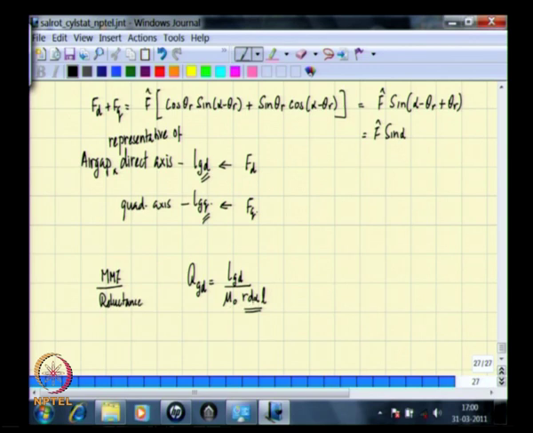LGD by mu naught into that area gives you the reluctance offered by a small portion of air gap having this area. Similarly, you would have RGQ, which is then given by LGQ divided by mu naught into R L d alpha. Note that the difference between RGD and RGQ arises due to the air gap only. Otherwise, the rotors are of the same dimension, the two equivalent cylindrical rotors, only the air gap is different.